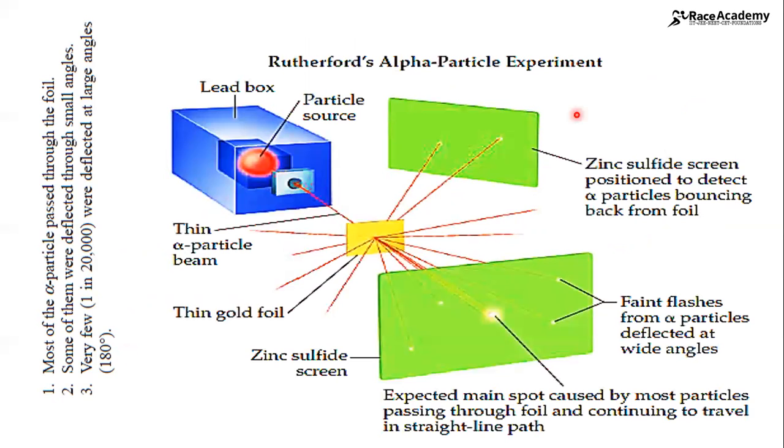In this, you can also observe the zinc sulfide screen kept here. Faint flashes come from the particles deflected at wide angles, and the thin gold foil is yellow in color. A thin alpha particle beam is coming from this lead box, the particle source, that is a radioactive element. And finally, in this screen, the expected main spot is caused by most particles passing through the foil and continuing to travel in a straight line. So this is the straight line movement. This is the experiment result.